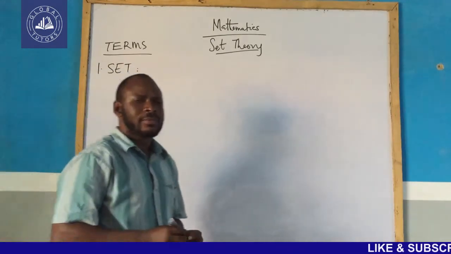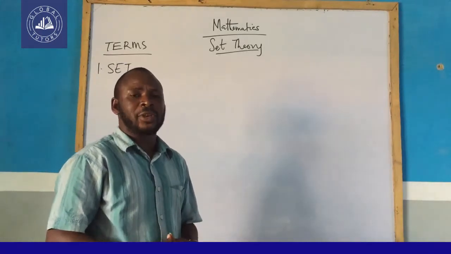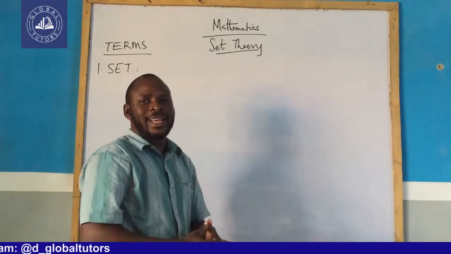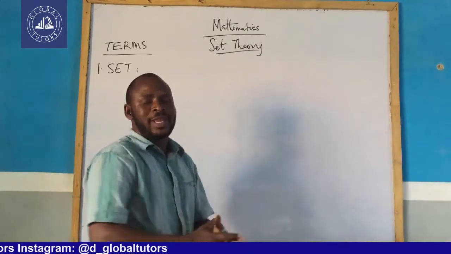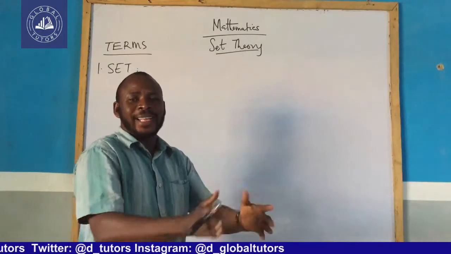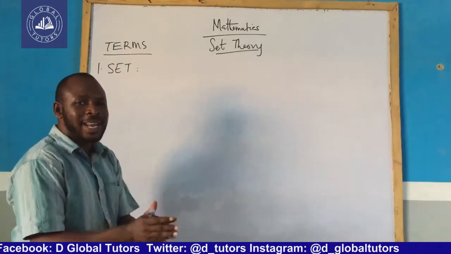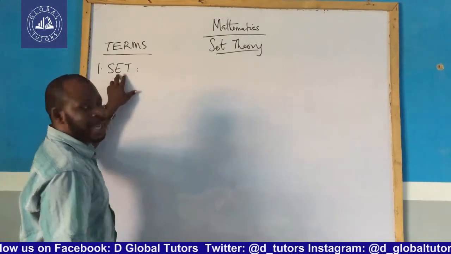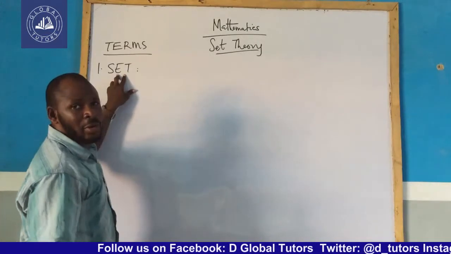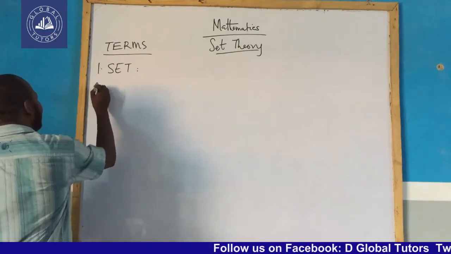Now, what is set? Set is the collection of objects with similar features. For instance, set of students, set of schools, set of cars, set of animals. So when you collect objects that have similar features, that collection can be referred to as set.